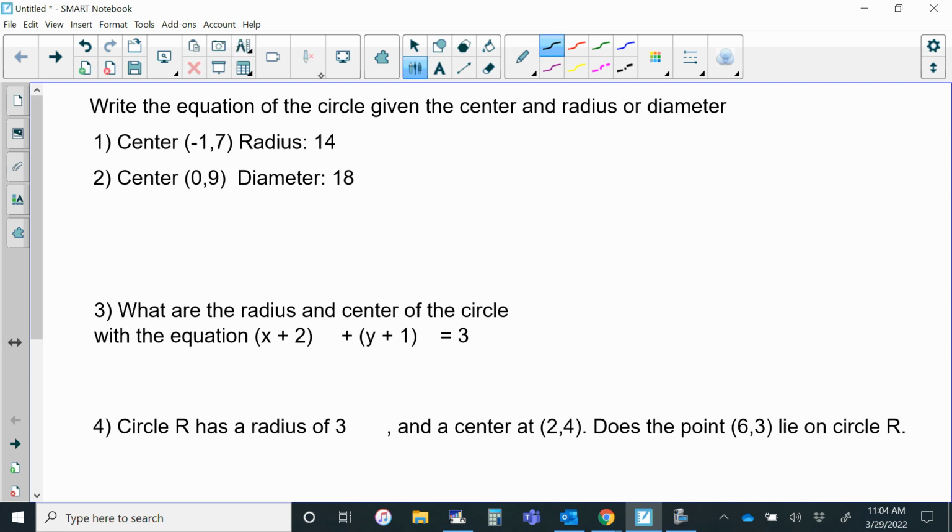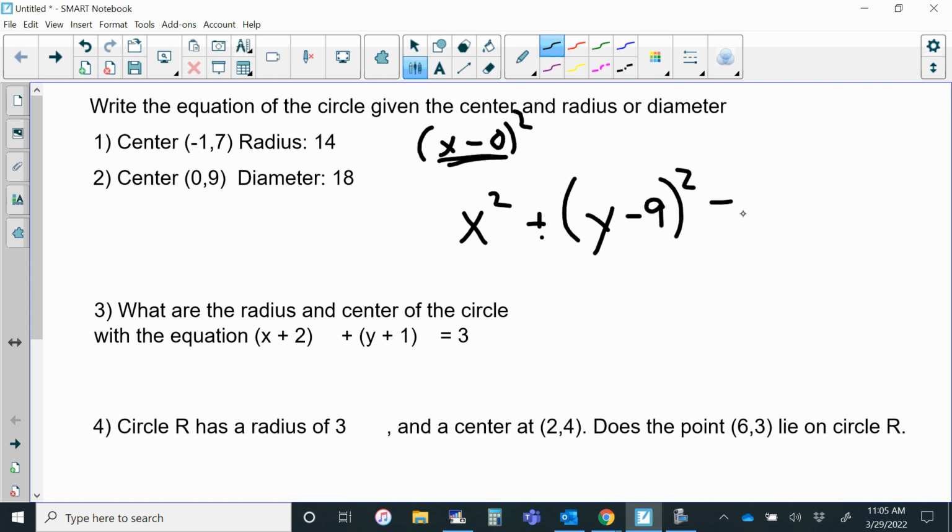Next one, you should have done x minus what? Or plus 0, but really, I wouldn't write it like that. What would I really write it as? X squared, because what's x minus 0 going to be every single time? X plus y what? Minus 9 squared equals, timeout.